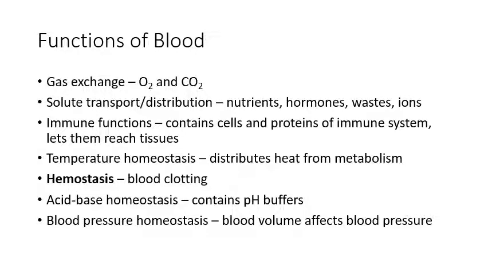The blood also functions in immunity. A lot of the cells in the blood are white blood cells that have immune functions and are part of the immune system. You also have proteins in the blood that are part of the immune system. And so the blood is carrying these cells and proteins around the body and allowing them to access all the different tissues of the body whenever they need to.